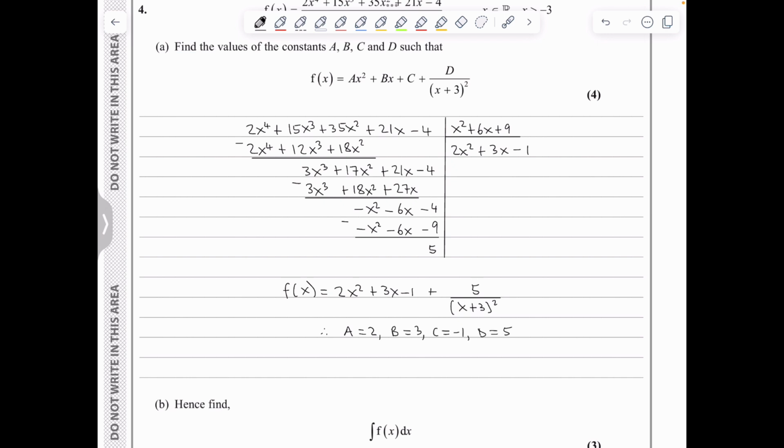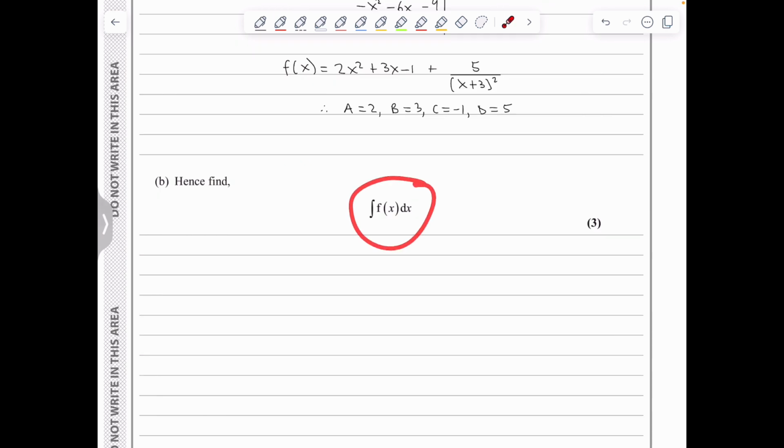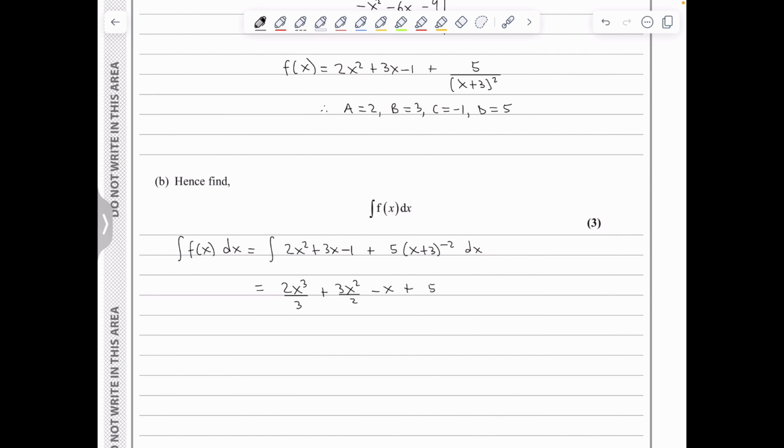In b, we have to find the integral of f of x using the answer we obtained here in part A. So this simply means we need to integrate 2x squared plus 3x minus 1 plus 5 times bracket x plus 3 to the negative 2 with respect to x. Remember, we're increasing the power by 1 and dividing by the new power. So we've got 2x to the power of 3 over 3 plus 3x to the power of 2 over 2 minus x plus 5 times x plus 3. And I increase the power by 1, I divide by the new power, and I also divide by the derivative of the bracket, which is 1. And we've got a constant of integration, plus c.